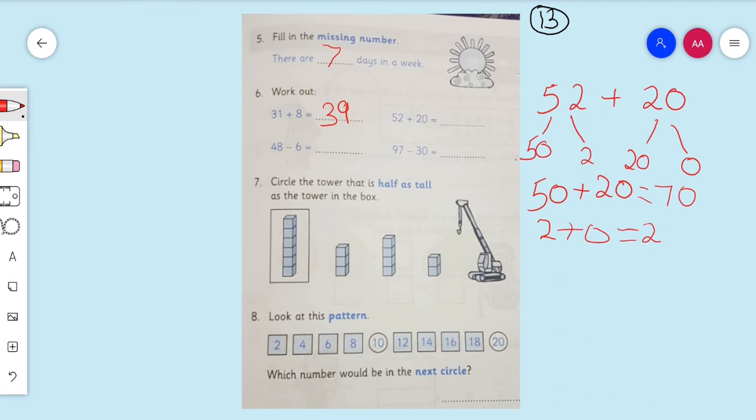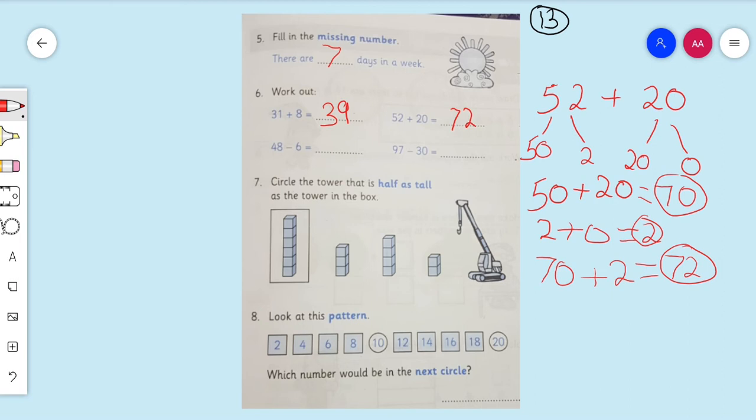So then we add the tens and the ones together. So 70 plus 2 equals 72. So our answer is 72. So we're going to write 72 here.